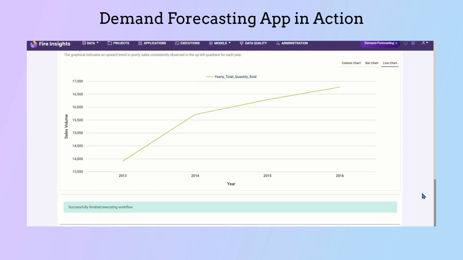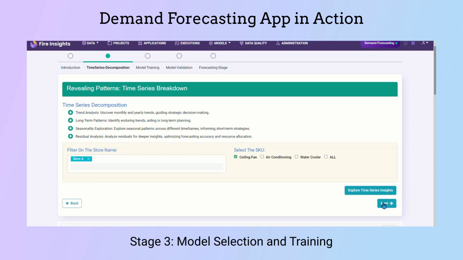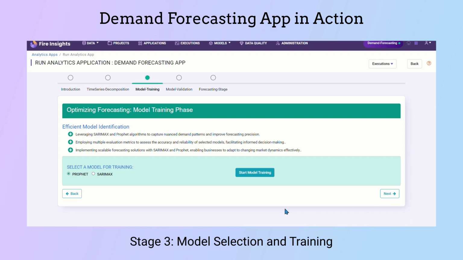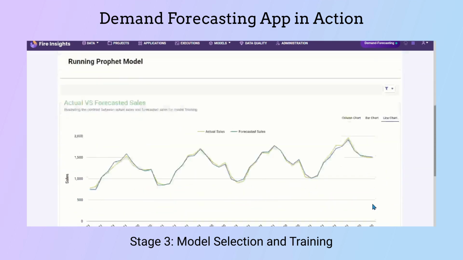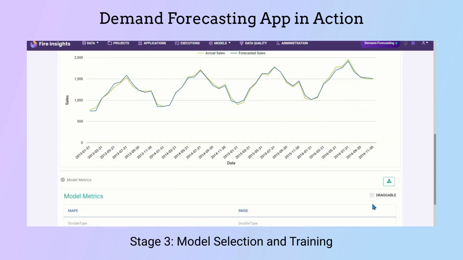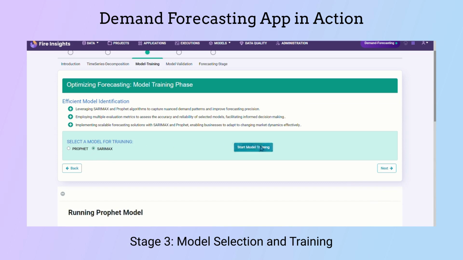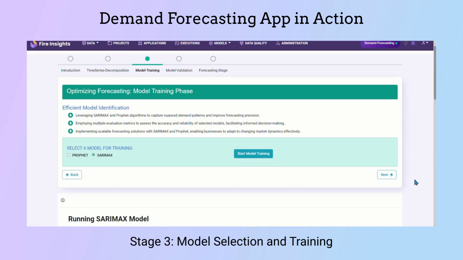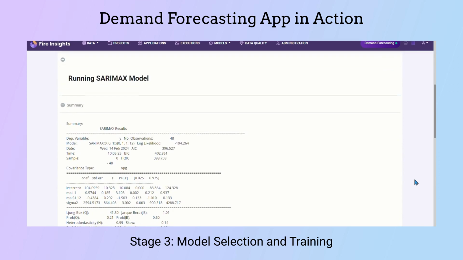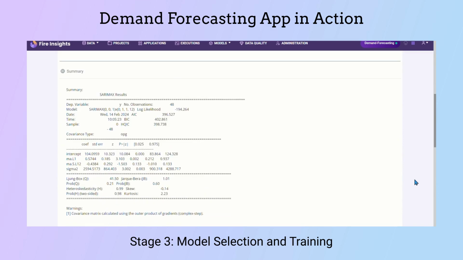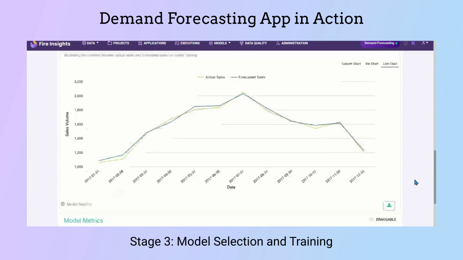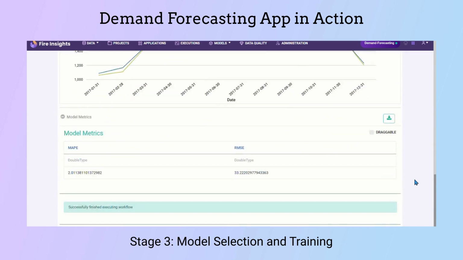future values. In the next stage, the app presents users with a selection of forecasting models, including Ceramax and Profit, which are trained on the sales data to ensure precise, business-specific forecasts of future values. Both models depict actual versus forecasted data with their corresponding metrics. For the model metrics, a MAPE of 2.01% indicates forecasts differ by 2.01%, while a RMSE of 33.22 suggests forecasts vary by about 33.22 units. These metrics signify the model's high accuracy.